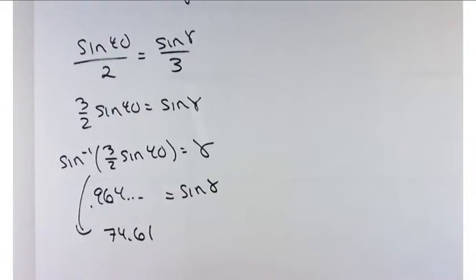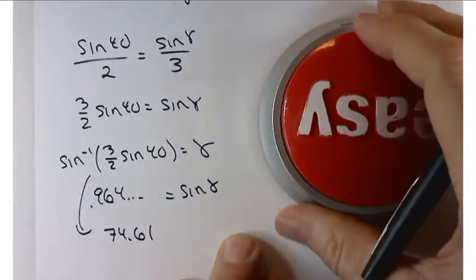Let's remind ourselves of something. The sine is which coordinate on the unit circle? It's the y coordinate. So I know that the y coordinate is around 0.964. So let's draw that.